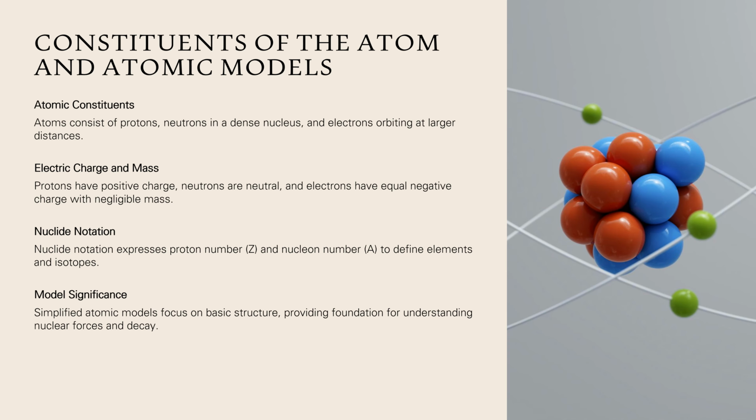In terms of mass, protons and neutrons each have a mass of approximately 1.67 times 10 to the power of minus 27 kilograms, while electrons are much lighter at 9.11 times 10 to the power of minus 31 kilograms, making their mass negligible in most nuclear calculations. The proton number, Z, defines the element and represents the number of protons in the nucleus, while the nuclear number, A, represents the total number of protons and neutrons.